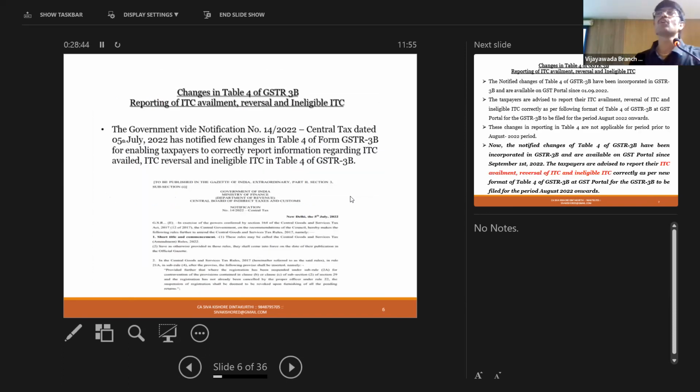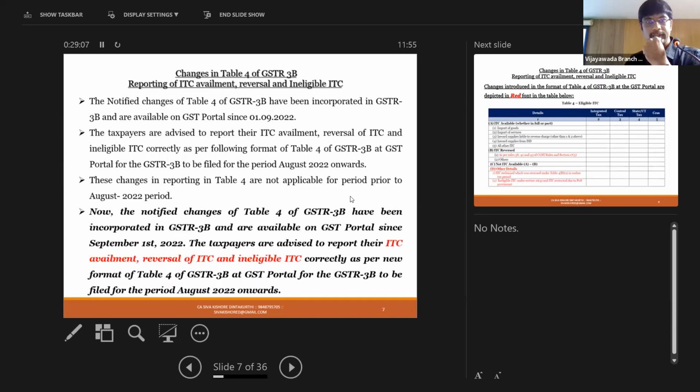This is the parent notification 14/2022, which made all the significant changes in form 3B. This is the parent notification. If you want, you can download it and refer. 14/2022. This 43rd council meeting has triggered all these events. Changes in table 4 of GSTR 3B, reporting of ITC availment, reversal and ineligible. The notified changes of table 4 of 3B have been incorporated from which month?